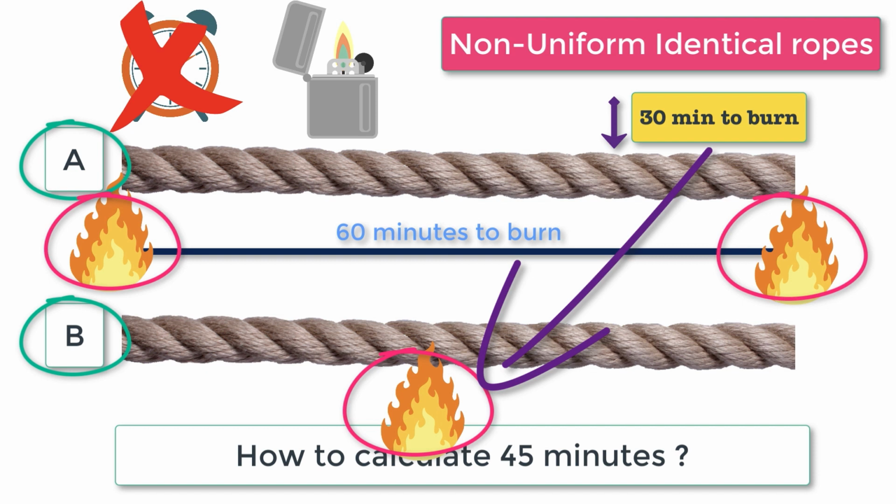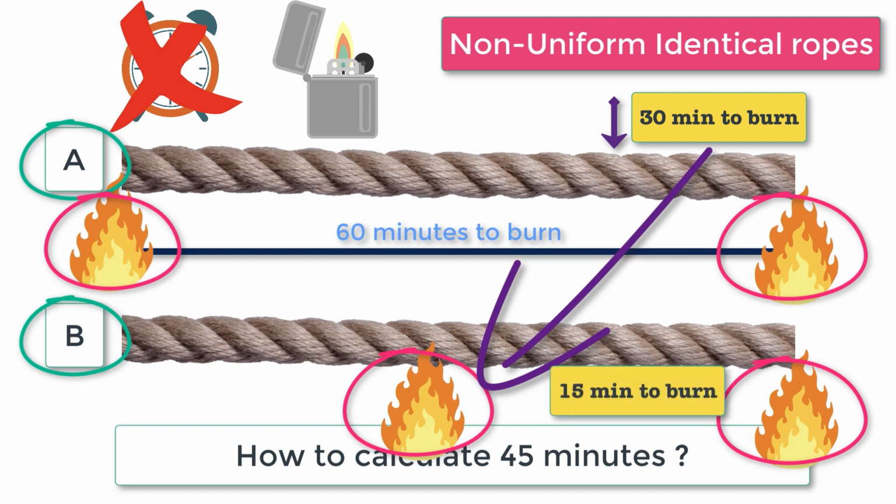So at this point, light the other end of rope B as well. It will take another 15 minutes for rope B to burn completely. So that's how you are going to measure 45 minutes. So I will repeat the solution.